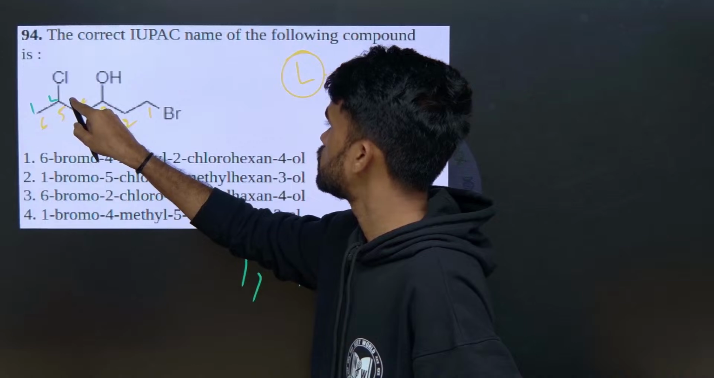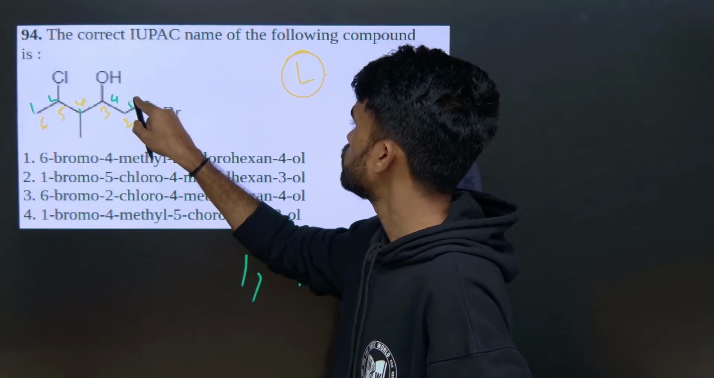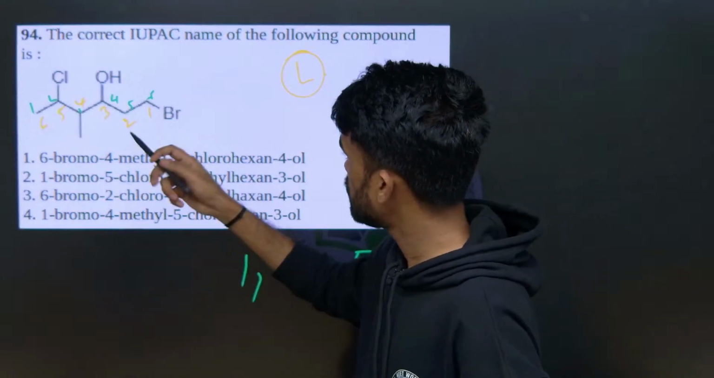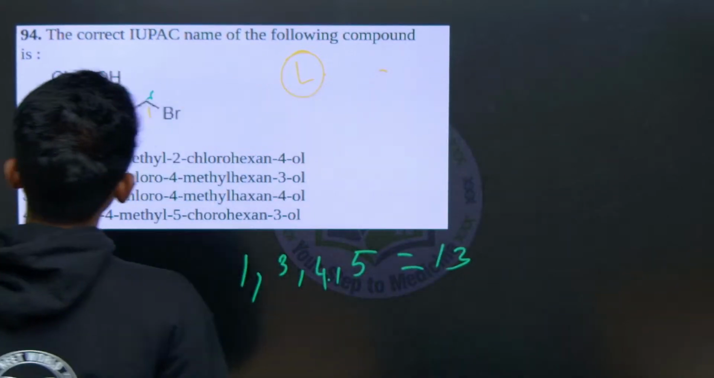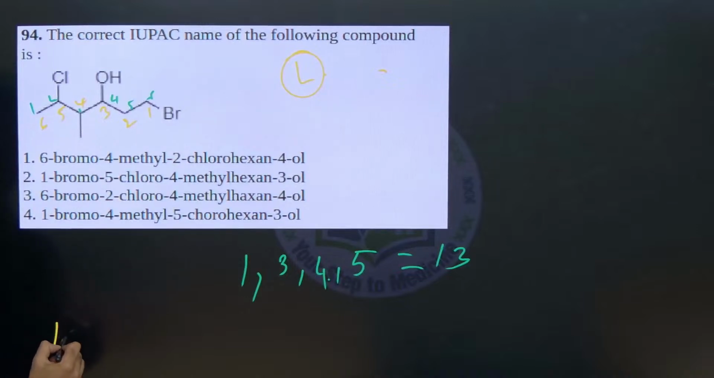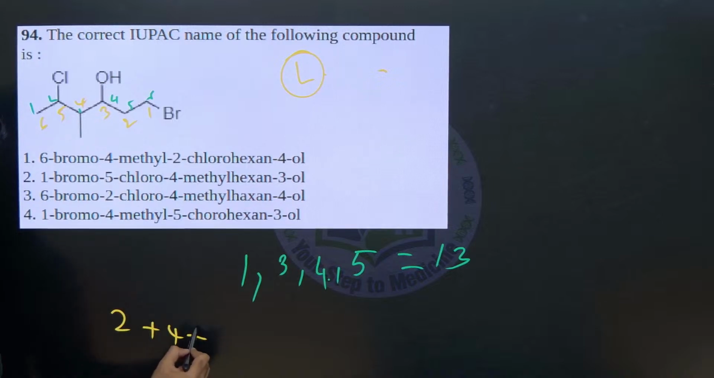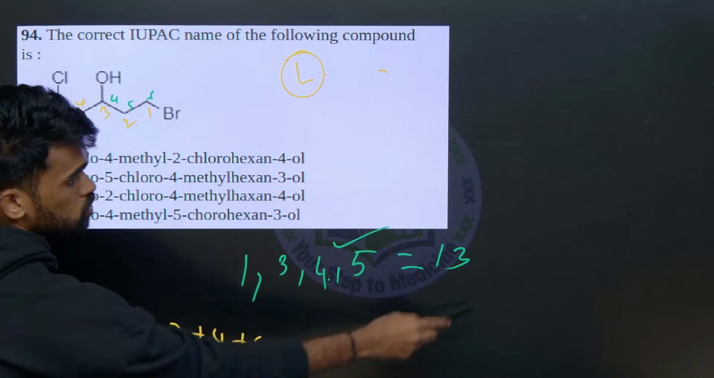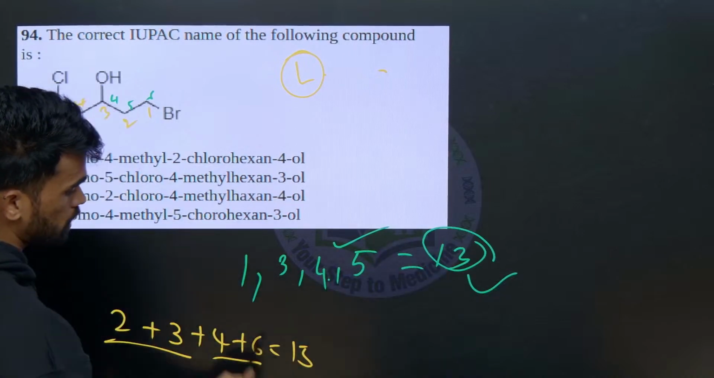If I give the numbering from here, 1, 2, 3, 4, 5, 6, tell me the green color numbers. So it will be what? 1 plus 2 plus 2 plus 4 plus 2 plus 3 plus 2 plus 3 plus 4 plus 6. So it will be 15. So this first numbering method is better now, because the lower sum should be followed, but not this.